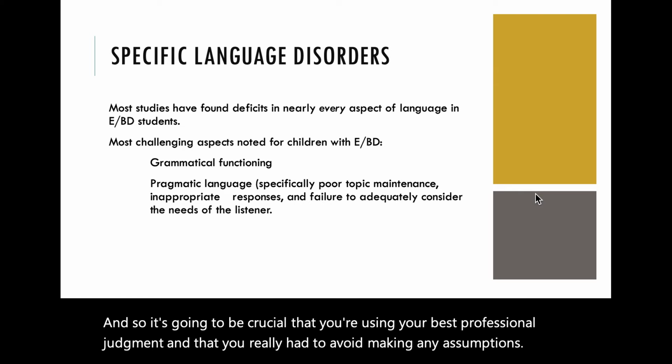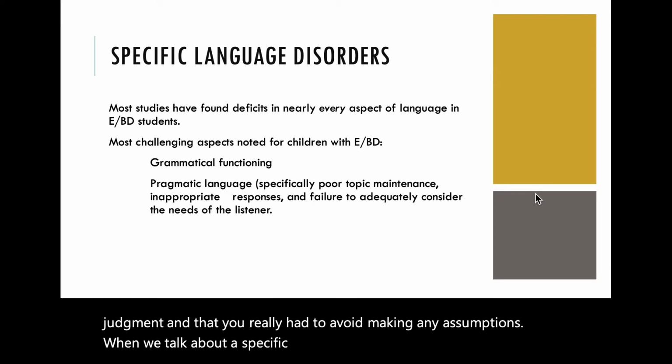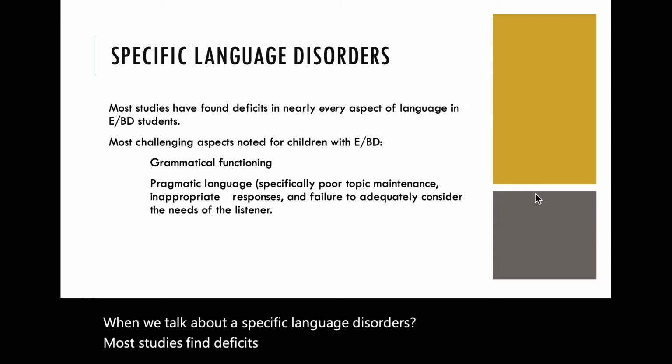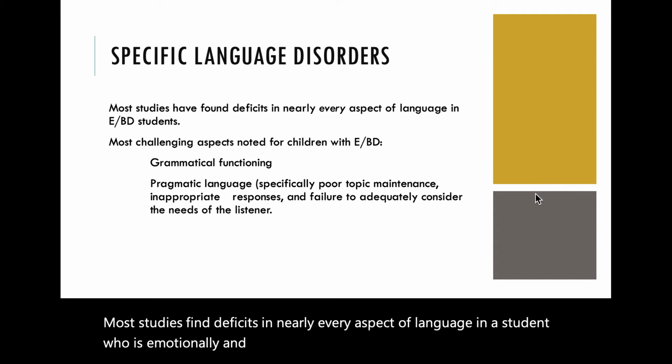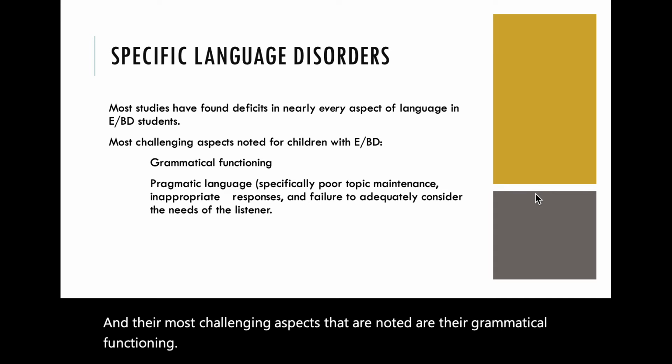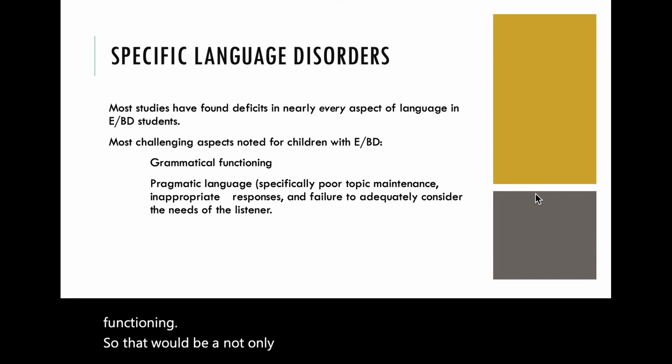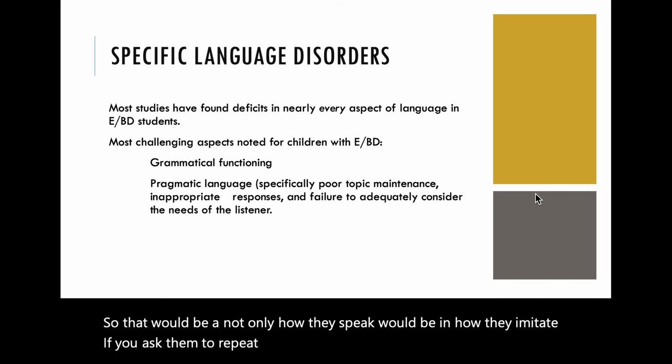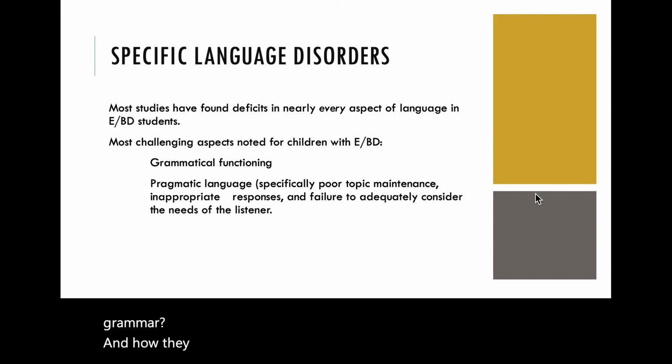When we talk about specific language disorders, most studies find deficits in nearly every aspect of language in a student who is emotionally and behaviorally disordered. And their most challenging aspects that are noted are their grammatical functioning. So that would be in not only how they speak, it'd be in how they imitate. If you ask them to repeat a sentence, could they repeat it using the correct grammar? And how they write, obviously.